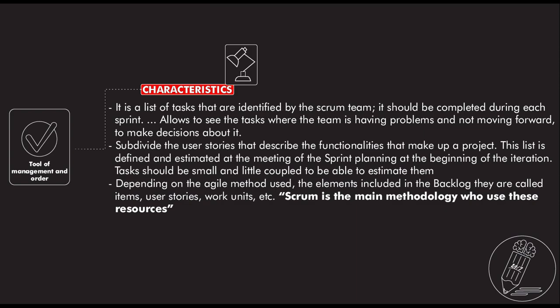Tasks should be small and loosely coupled to be able to estimate them. Depending on the agile method used, the elements included in the backlog are called items, user stories, work units, etc. Scrum is the main methodology that uses these resources. However, some other methodologies also use the backlog.